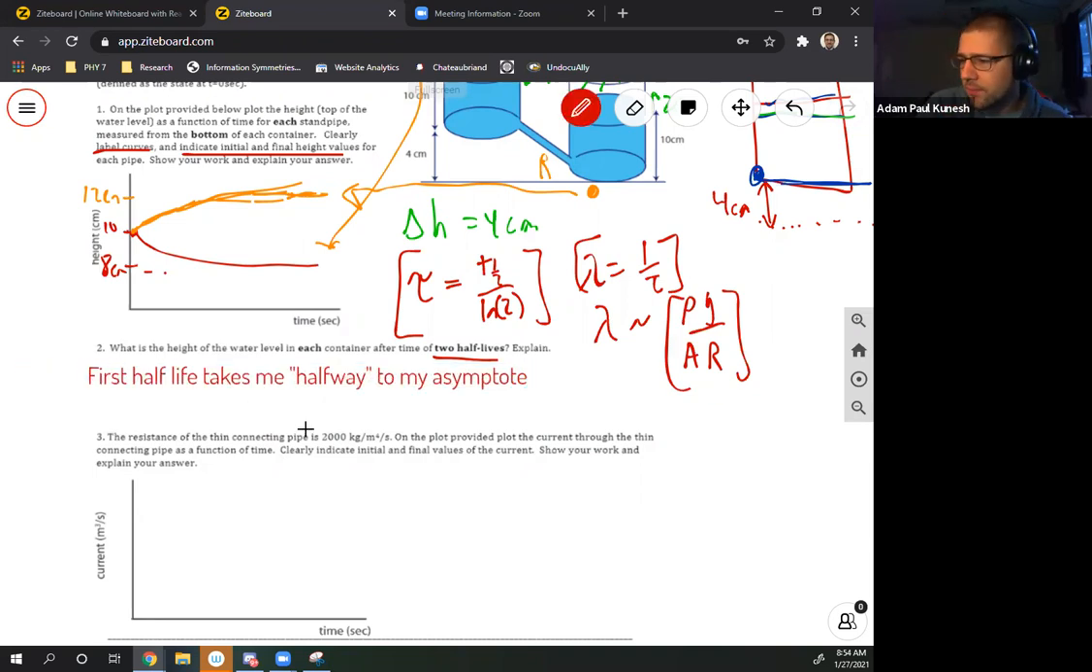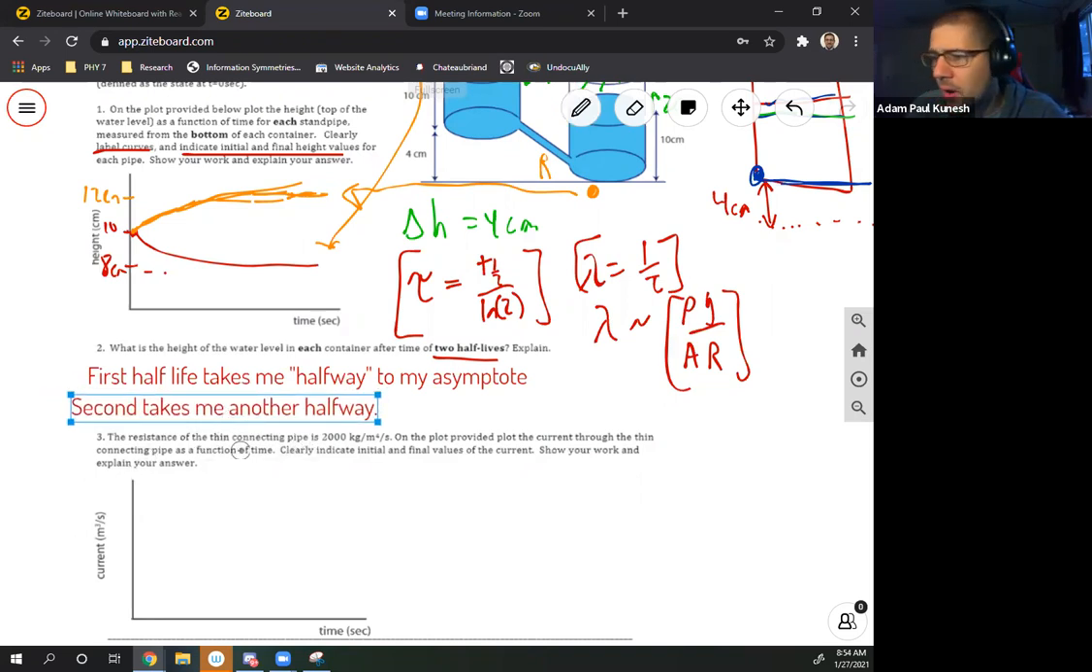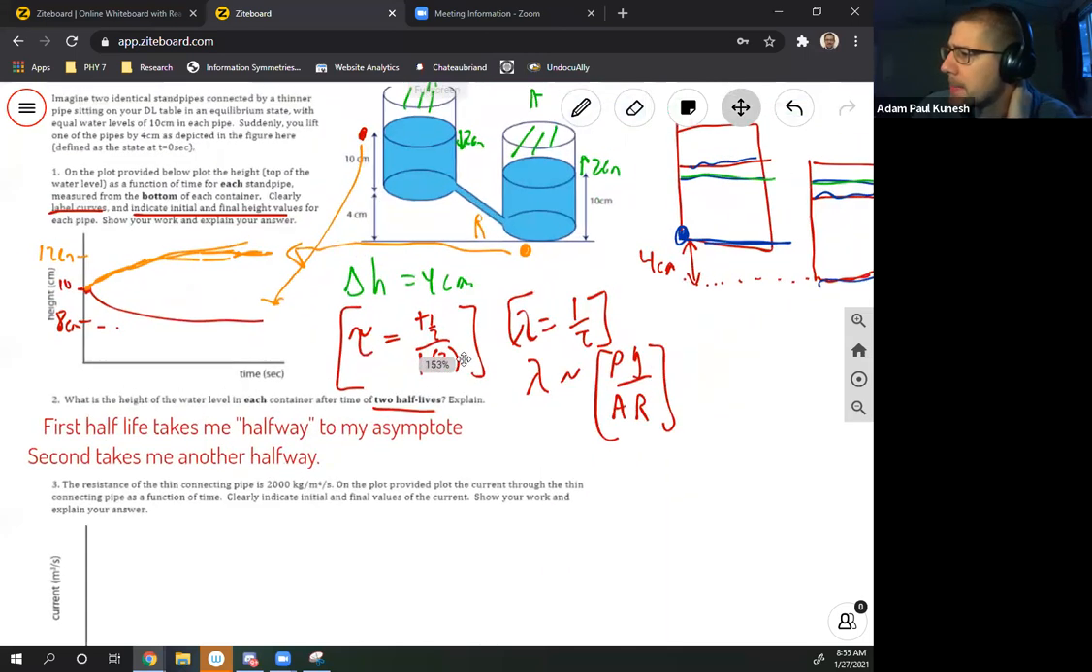And the second one takes me another half. So if I'm 10 feet from my bedroom door and I go halfway to it, I'm now 5 feet from my bedroom door. If I go halfway again, I'm now 2.5 feet from my bedroom door. So I get 75% of the way there in 2 half-lives.